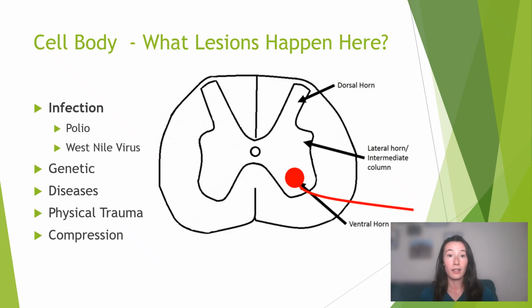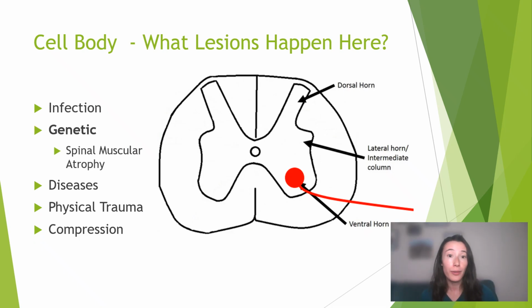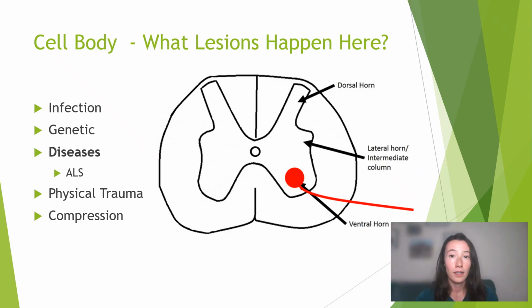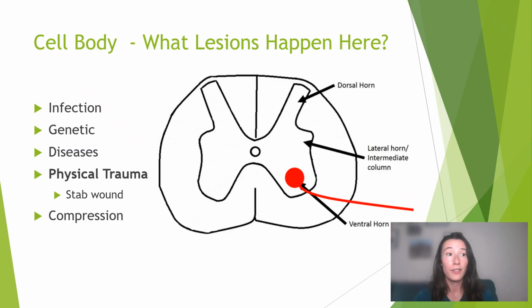Infections might cause it. Conditions like poliomyelitis, they attack and destroy anterior horn cells. West Nile virus, if someone has that, it damages the anterior horn cell. Genetic disorders, if someone has spinal muscular atrophy, they have a hereditary disease that directly affects anterior horn cells. If a person has ALS, one of the places that ALS affects is the anterior horn cell. A physical trauma, if someone happens to hit the right spot, that exact spot of the cell body, they will result in having a lower motor neuron lesion.